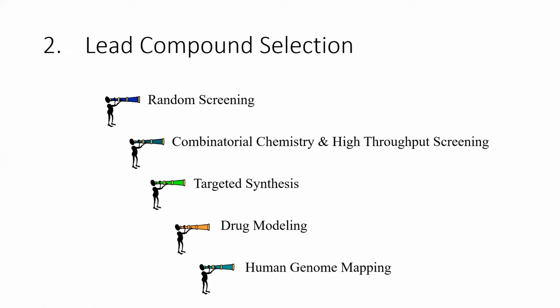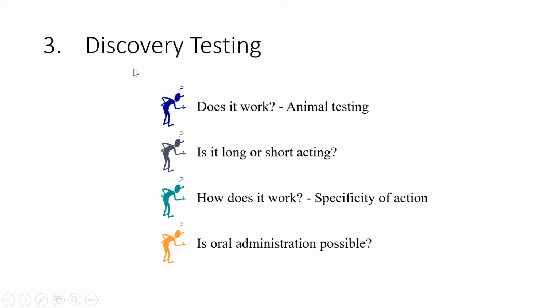So first they select a disease, second they make a molecule in a lab, and then they try to select a lead out of those.